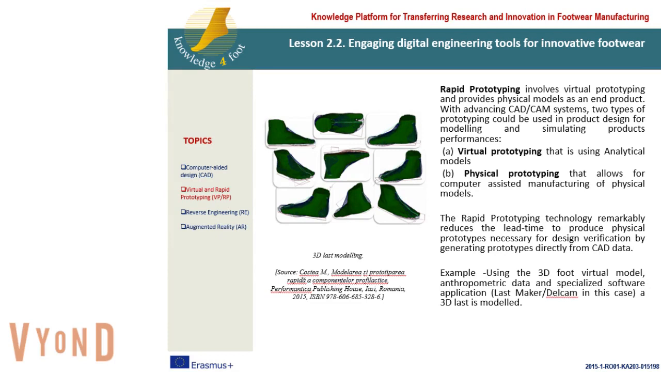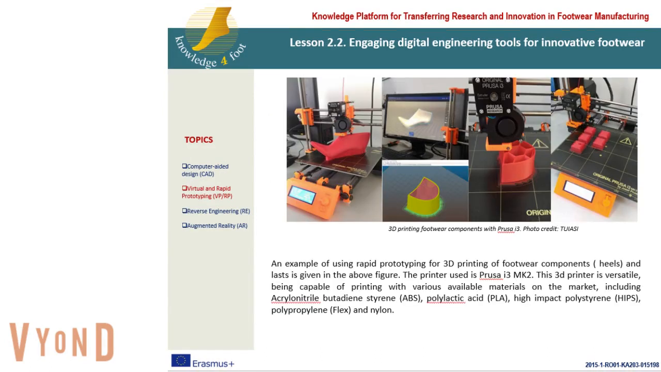The rapid prototyping technology remarkably reduces the lead time to produce physical prototypes necessary for design verification by generating prototypes directly from CAD data. An example of using rapid prototyping for 3D printing of footwear components, heels, and lasts is given in the above figure. The printer used is Prusa i3 MK2.